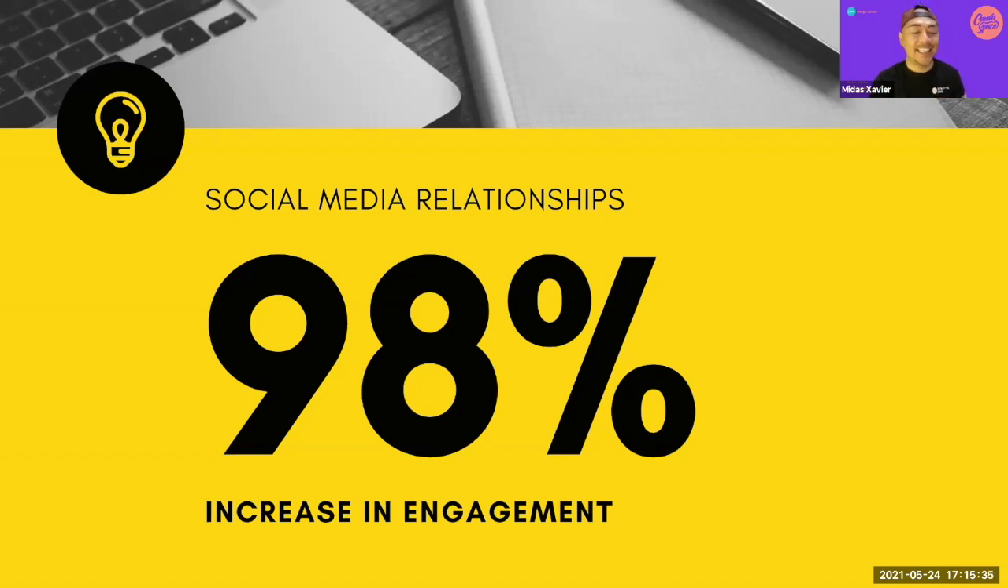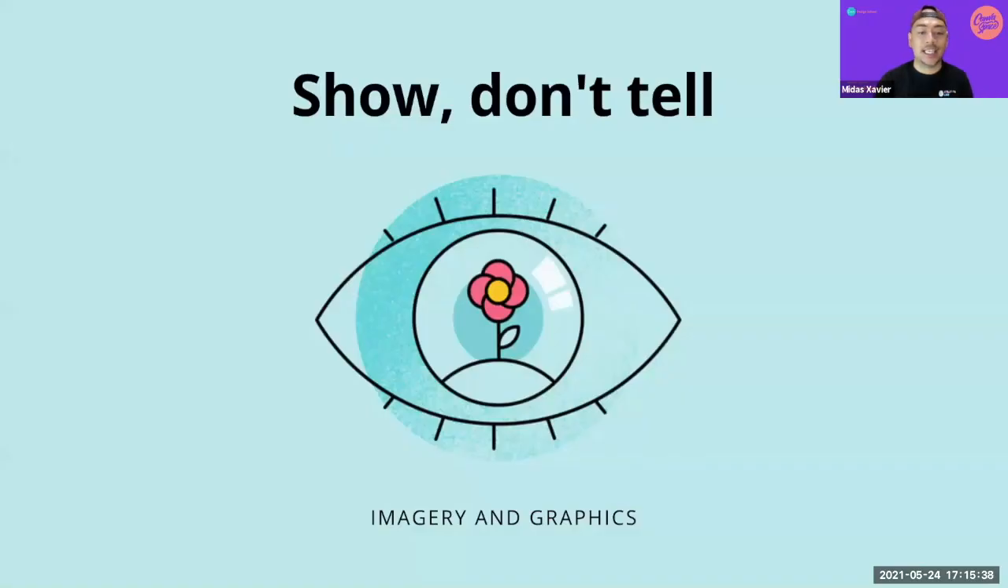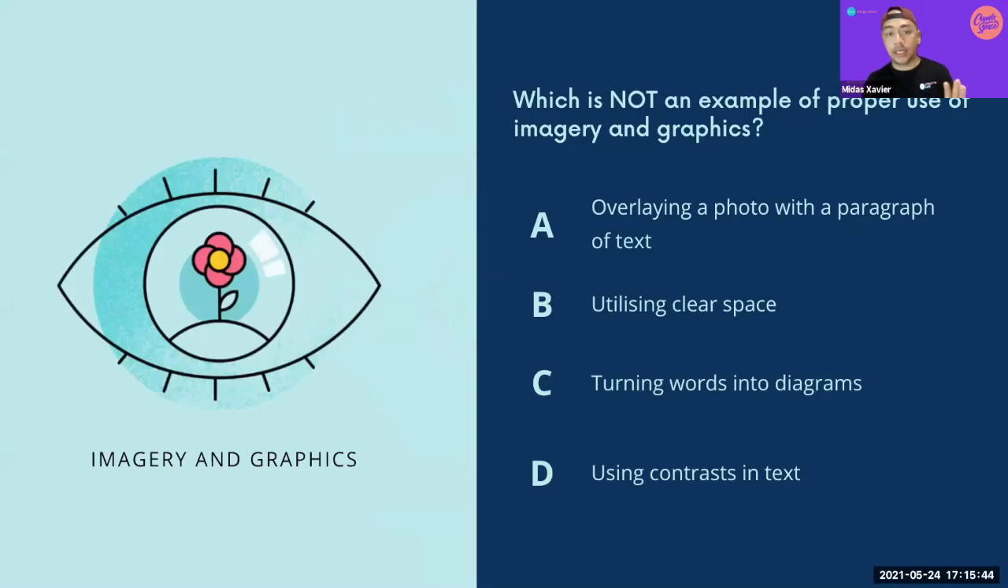All right. Now, another knowledge check here. It says here, show, don't tell. So this is under imagery and graphics. The question is, which is not an example of proper use of imagery and graphics? We have letter A, overlaying a photo with a paragraph of text. B, utilizing clear space. C, turning words into diagrams. D, using contrast in text.